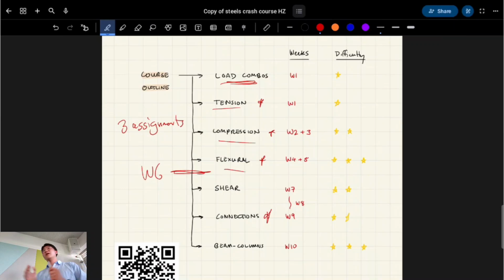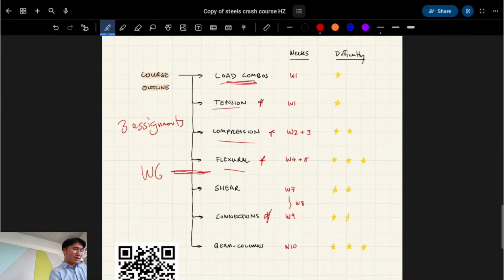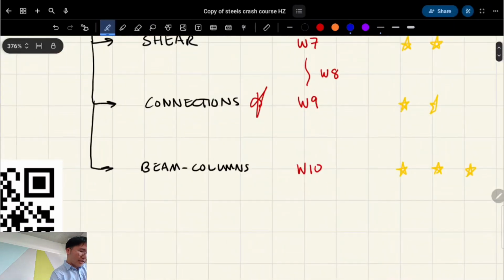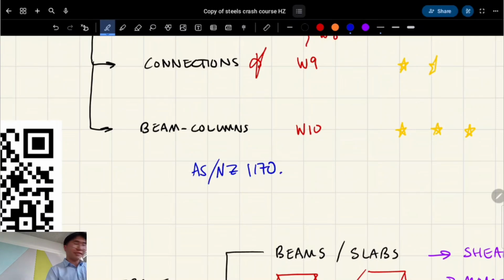Okay, if not, there are 2 bits of required reading for this course, 2 documents essentially. The first one is the Australian Standards. It's mainly for the structural courses. We go off the Australian standards, or sometimes the Australian New Zealand standards, AS/NZS 1170. There are decimal points, so there's 1170.0 and then 1170.1.